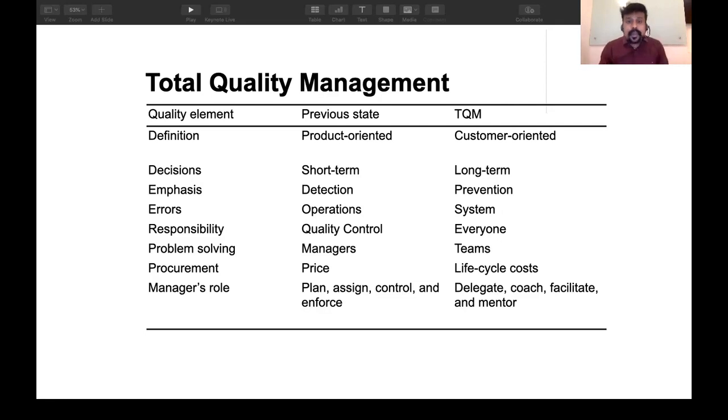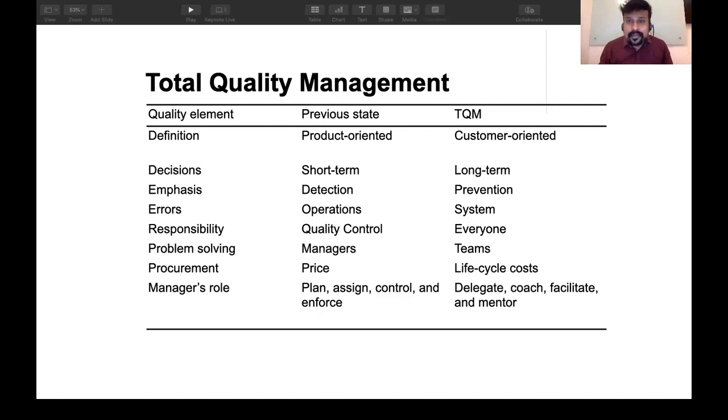And here, you're not just considering only the cost up to selling a product. Here, it's considering the life cycle cost of a product. Even after selling, if there is any maintenance cost associated with your product, then that is also considered in TQM. Okay, life cycle cost. And here the manager's role is delegate, coach, facilitate, and mentor.